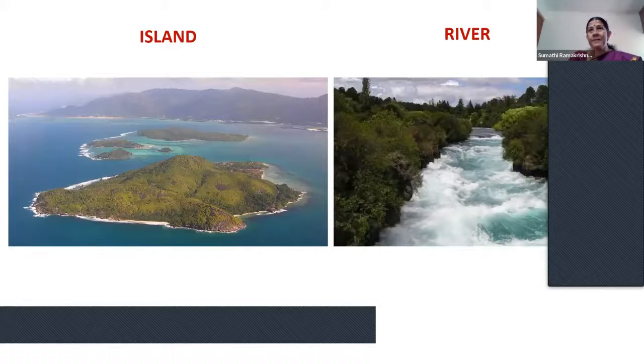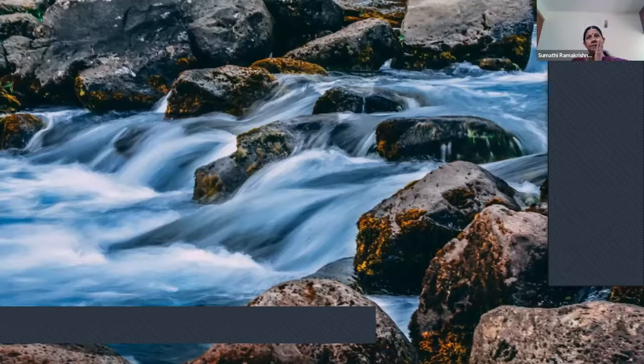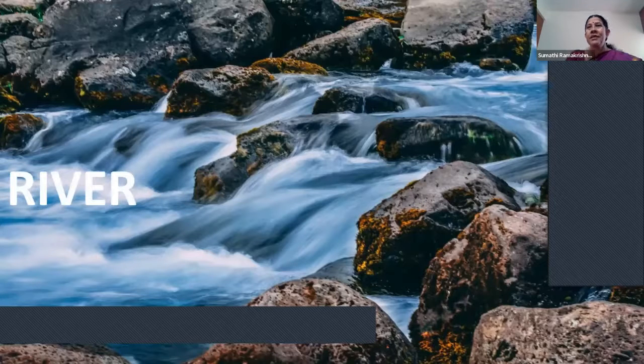Now, a river. A river is formed when the glaciers and rainwater run along and finally join into the ocean. They are fresh water and they keep moving. When you talk about rivers, you can ask them, can you name any other natural water bodies?